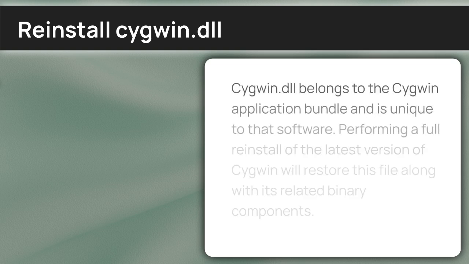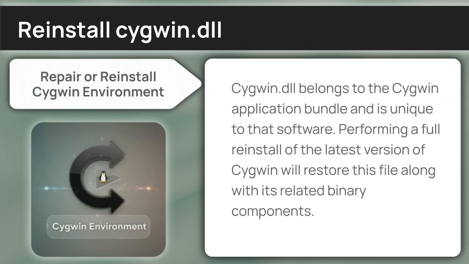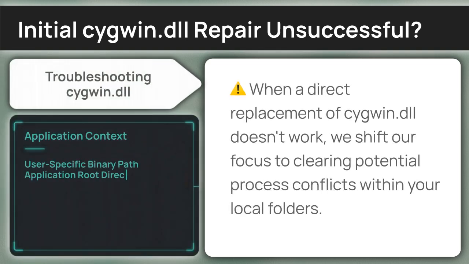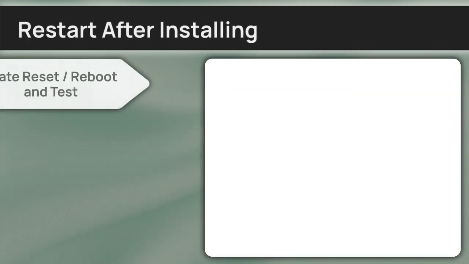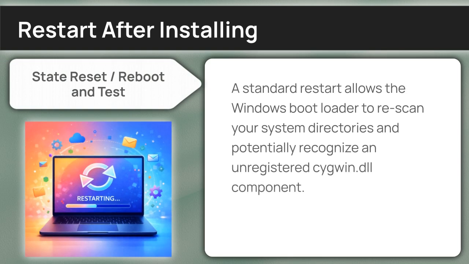To resolve this, keep in mind that the Cygwin library DLL is typically installed with Cygwin. Reinstalling the latest version of Cygwin from the official developer source will restore any missing or corrupted application files, including the missing library. If you are still encountering the error after following the official setup, it's time to investigate the underlying system architecture. A quick reboot can determine if the error is transient. While it won't fix a deleted file, it can re-establish the connection between your software and the Cygwin library file if the path was temporarily busy.